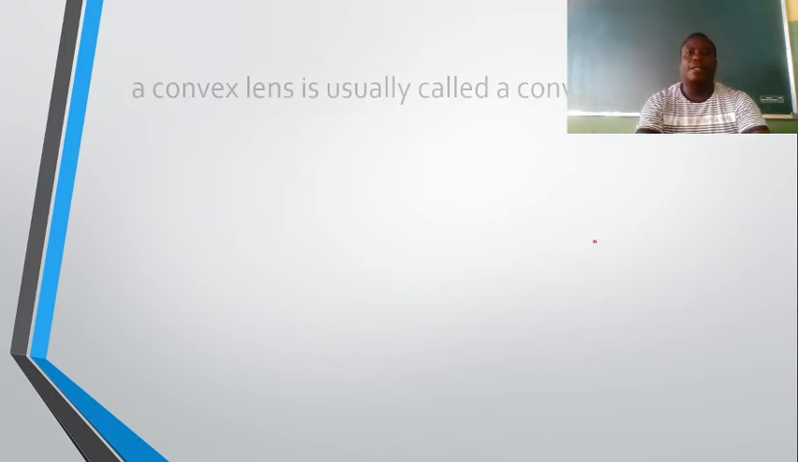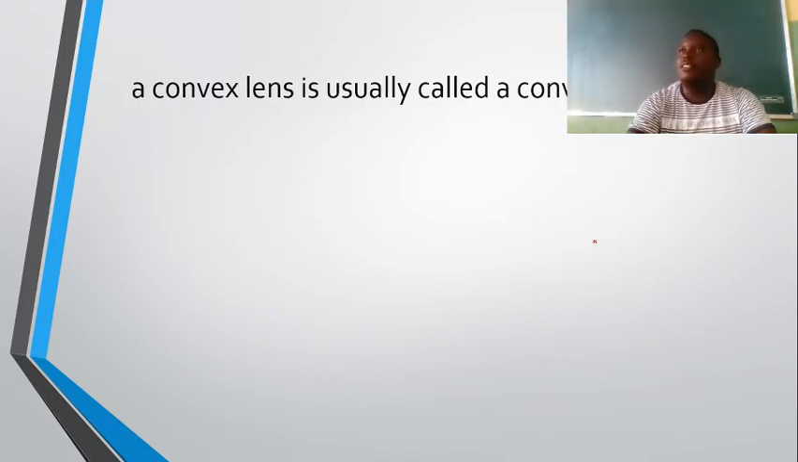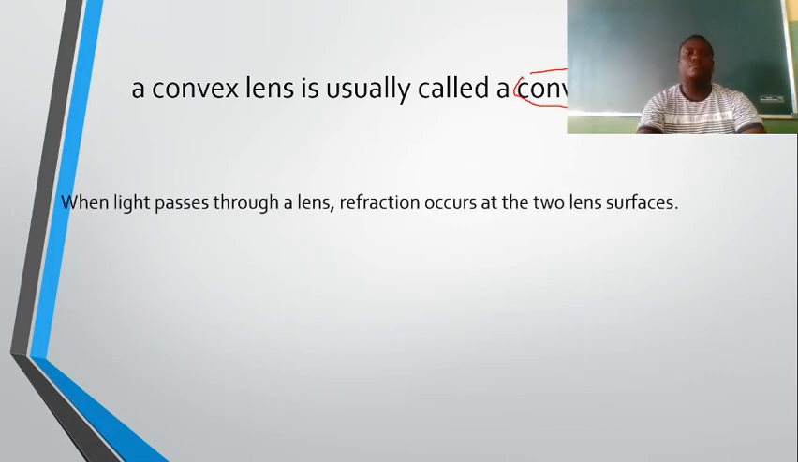So let us move. For the convex lens, we are going to explore its properties. The convex lens is usually called what? A converging lens. Why? You see the term here: converging lens means that it converges light beams. When light passes through a lens, refraction occurs at the two lens surfaces.